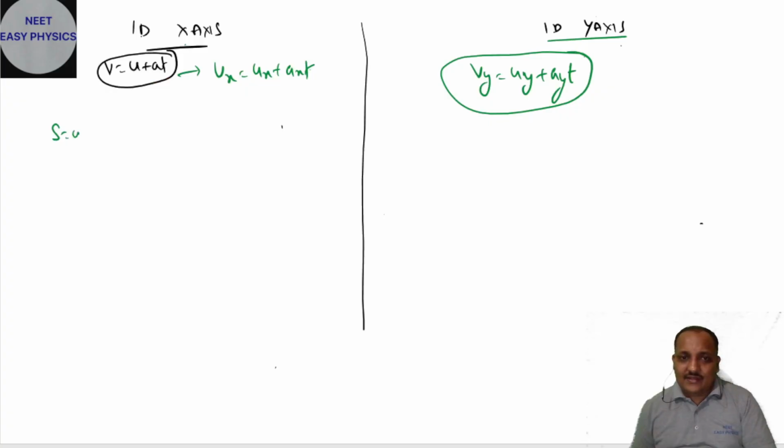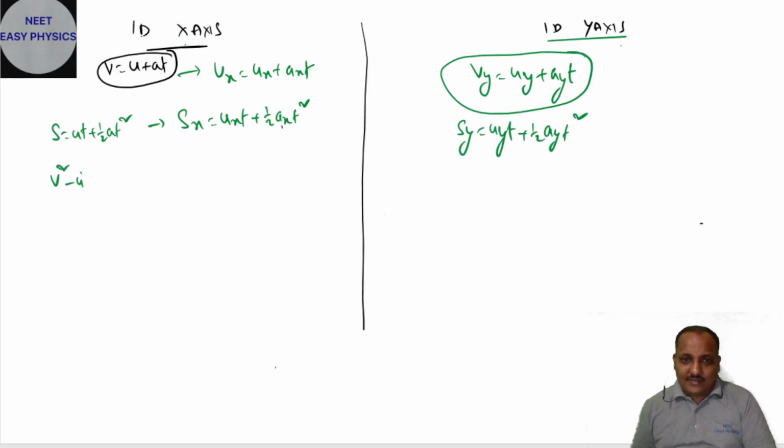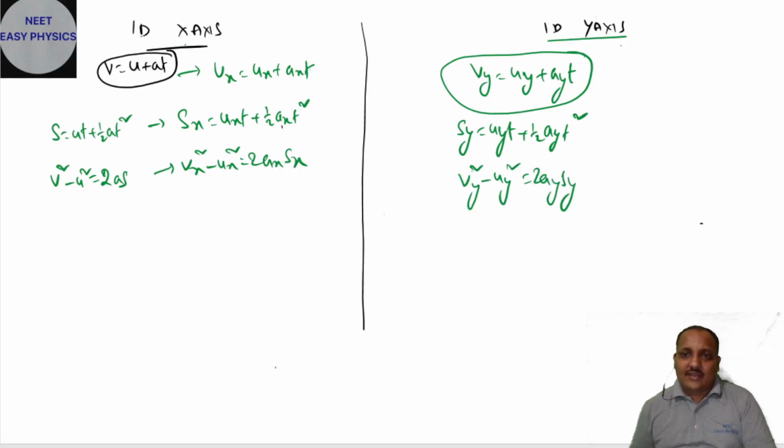Next, what is the second equation? S equals ut plus half at square. Along x, sx equals uxt plus half ax t square. Like that, sy equals uyt plus half ay t square. Next, v square minus u square equals 2as. So vx square minus ux square equals 2ax sx. Same way, vy square minus uy square equals 2ay sy. This is generally the final set of equations we write.